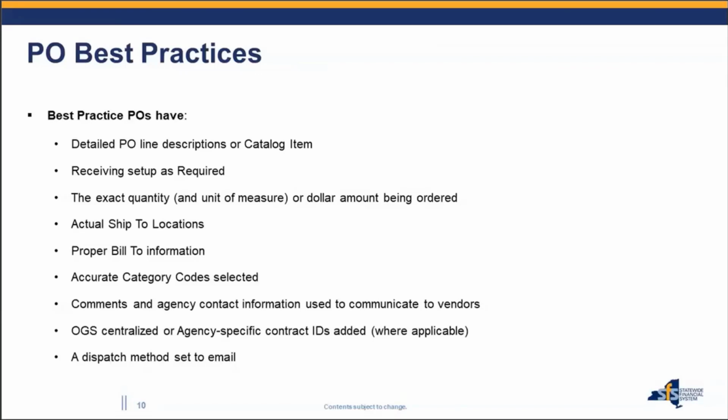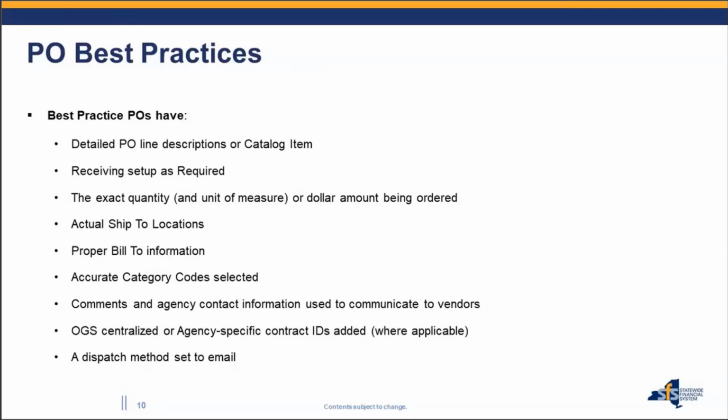On this slide, we have several of the bullet points for our important best practice points. Our detailed PO line descriptions or catalog items, which we'll talk a little bit more about. The receiving setup as required, which is very important. PO best practice is that purchase orders are set up with receiving required. This will assist with the downstream processes that go along with your purchase orders. Setting up the exact quantity or the exact or estimated dollar amount on your purchase orders for that procurement that's being ordered. Also utilizing the appropriate unit of measure on your purchase orders.